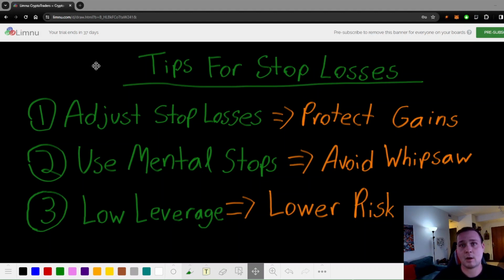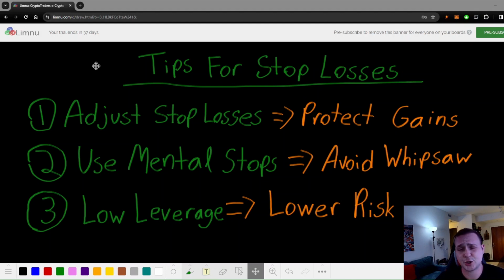And lastly, and probably most importantly, is to use low leverage. You can be a lot more liberal with your stop losses when you're using low leverage. If the price moves adversely against you, the probability of you being liquidated is much lower, and that just gives you peace of mind, and it lowers your risk overall.